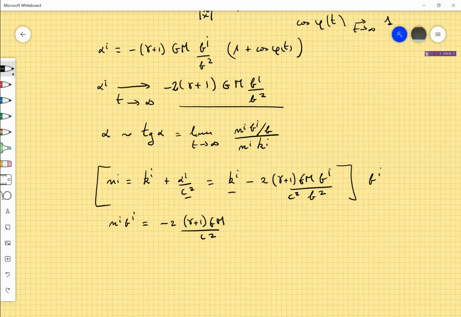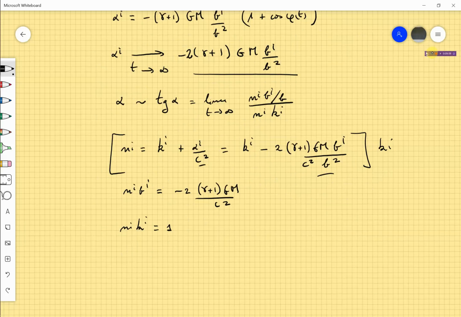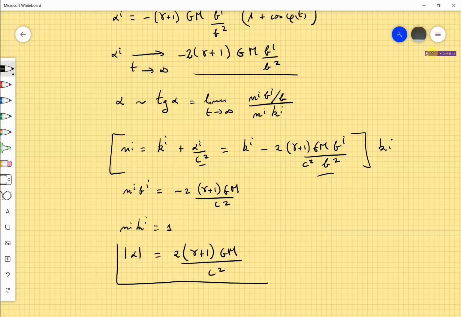Okay, on the other hand, if instead of this I multiply by ki, I know that bi is again projected in the directions perpendicular to ki, so this term does not contribute, and I get 1. So alpha, and I am only interested in the absolute value, is given by 2 times gamma plus 1 gm divided by c squared to this order of approximation. So for general relativity, gamma is 1, and what you get is 4 gm divided by c squared, and this is the deflection angle.